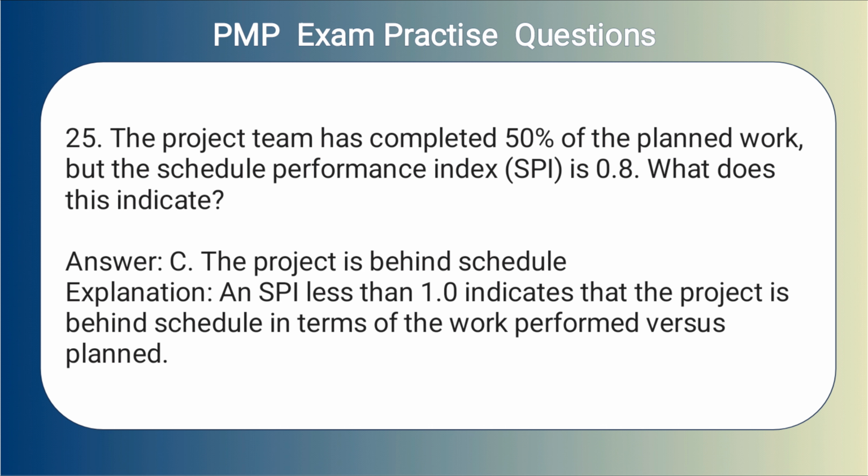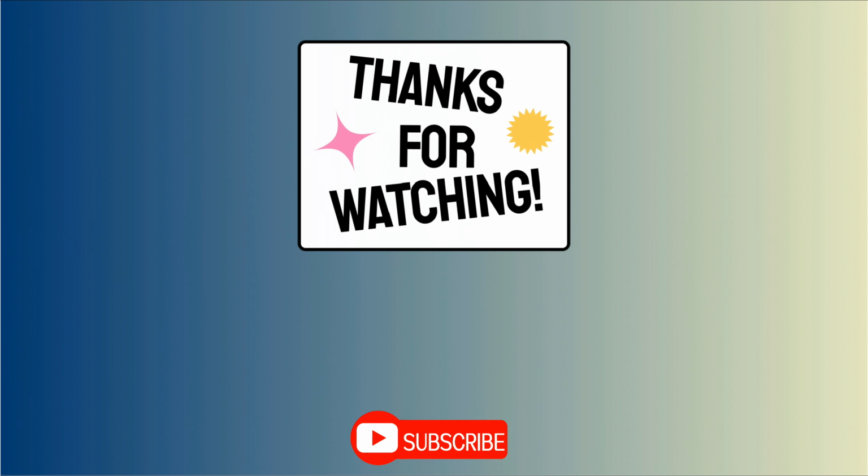Answer: C. The project is behind schedule. Explanation: an SPI less than 1.0 indicates that the project is behind schedule in terms of the work performed versus planned. We have come to the end of the questions.